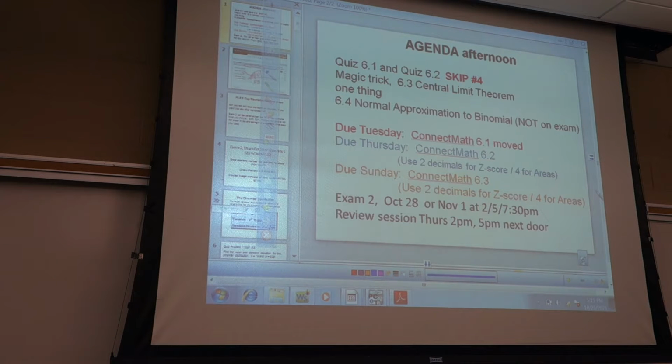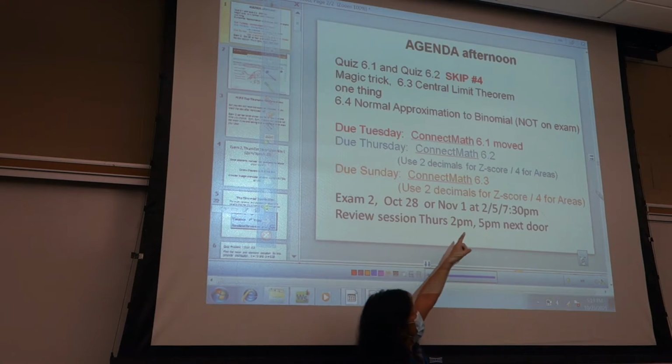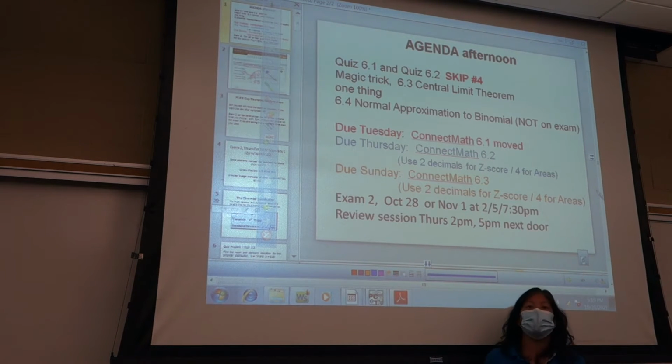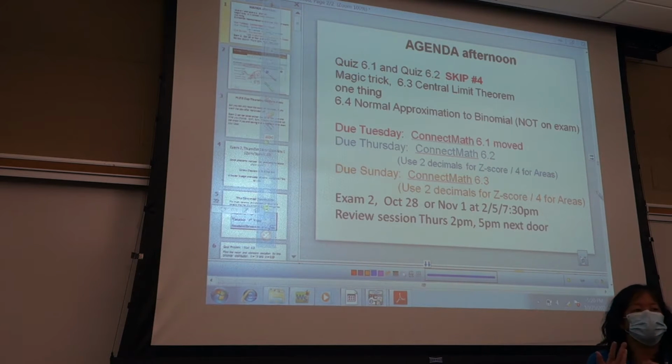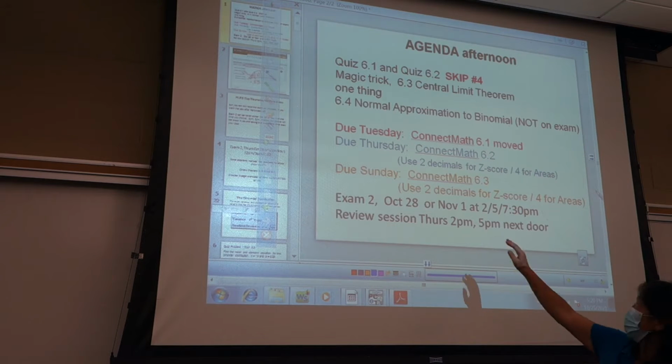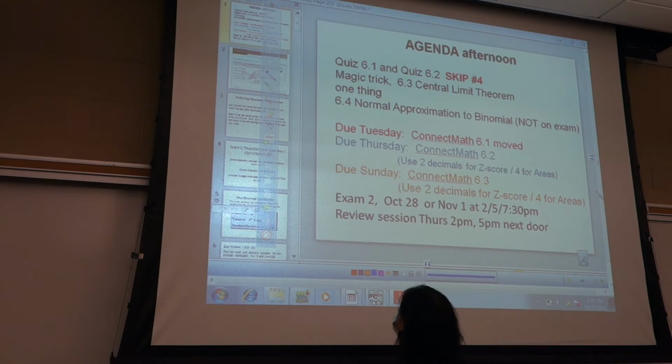Okay, everybody look up. For Connect Math 6.2, you need to make sure that you use 2 decimal places for the z-scores, and you use 4 decimal places for the areas, for the probabilities. If you round your z-scores to 3 decimal places and put them into normal CDF, and put your answer in, it'll mark it wrong. So you need to round to 2 decimal places. Everybody on board? So that's for 6.2 and 6.3.